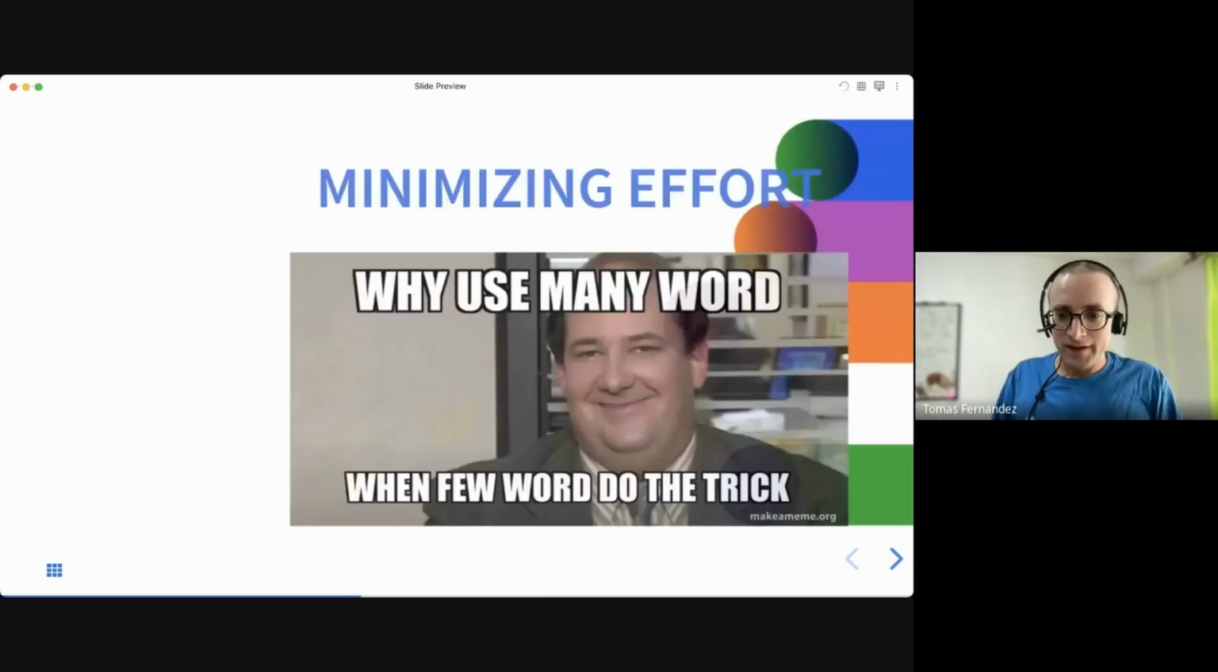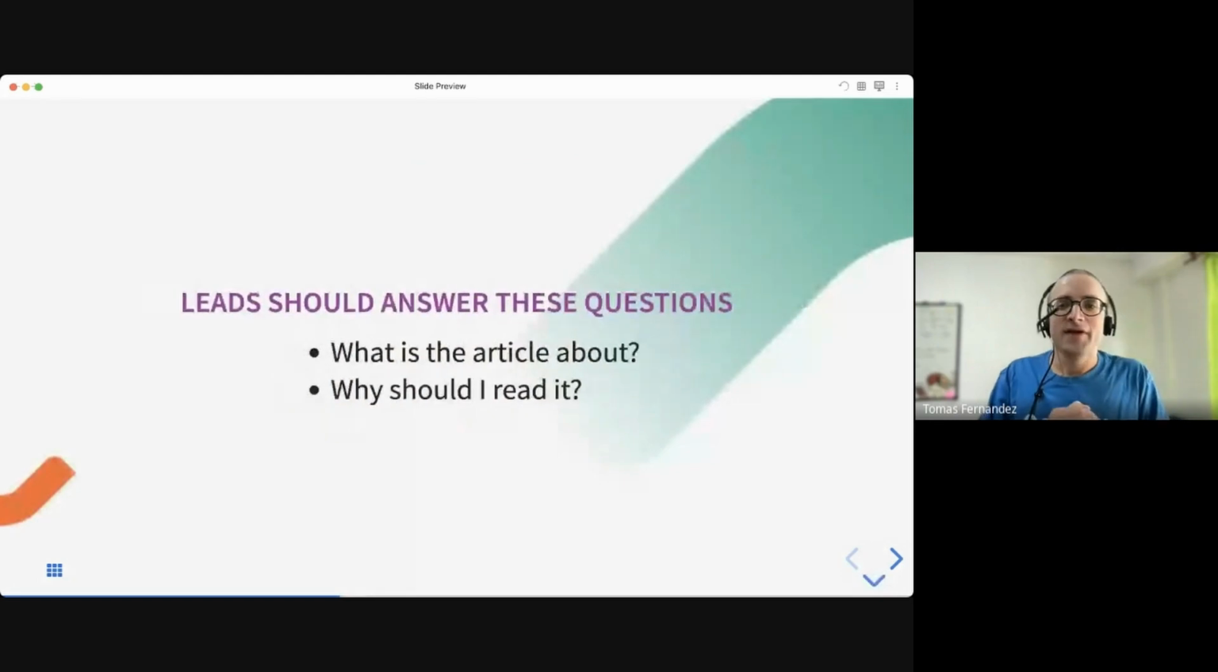So let's see a few things that the lead should be doing. It should tell the reader what the article is about, and it should tell the reader why they should read it, because otherwise what's the point?